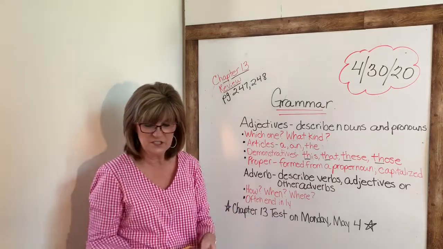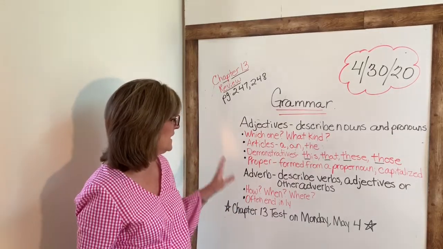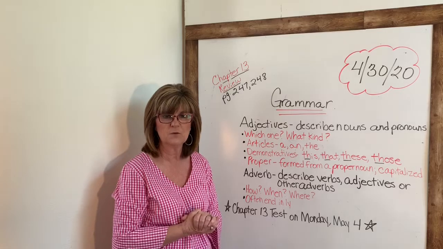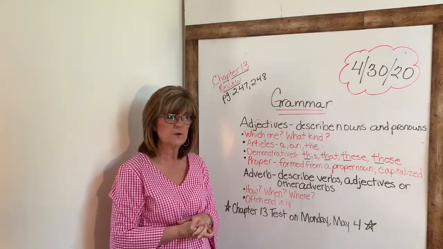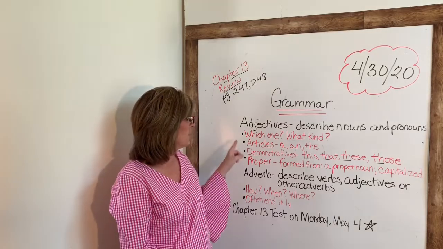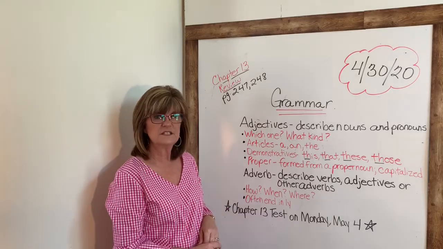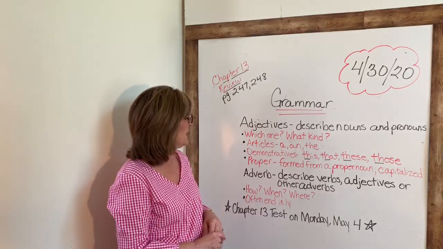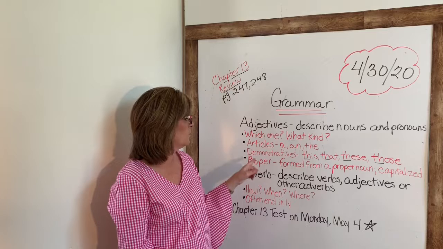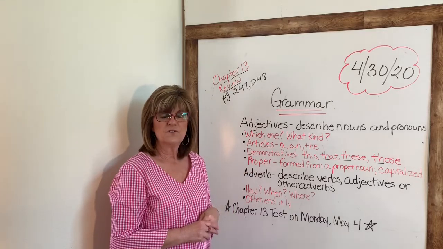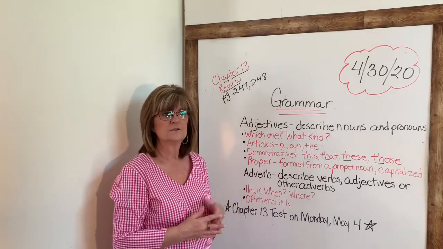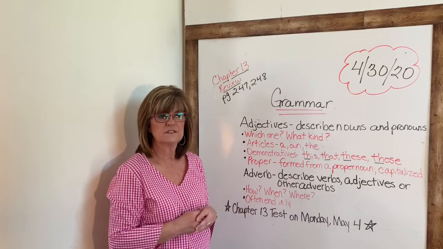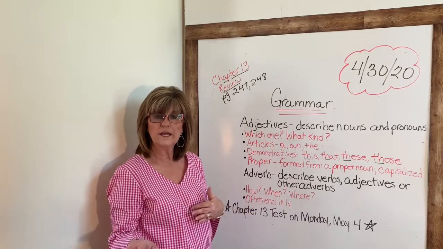All right, I wanted to look at adjectives and adverbs before we go on with the workbook page. I just want to do a quick review of those. Remember, adjectives describe nouns and pronouns, and they answer the questions which one or what kind. And so if you said, green grass, what kind of grass? Green grass. The tall boy, which one? The tall one.